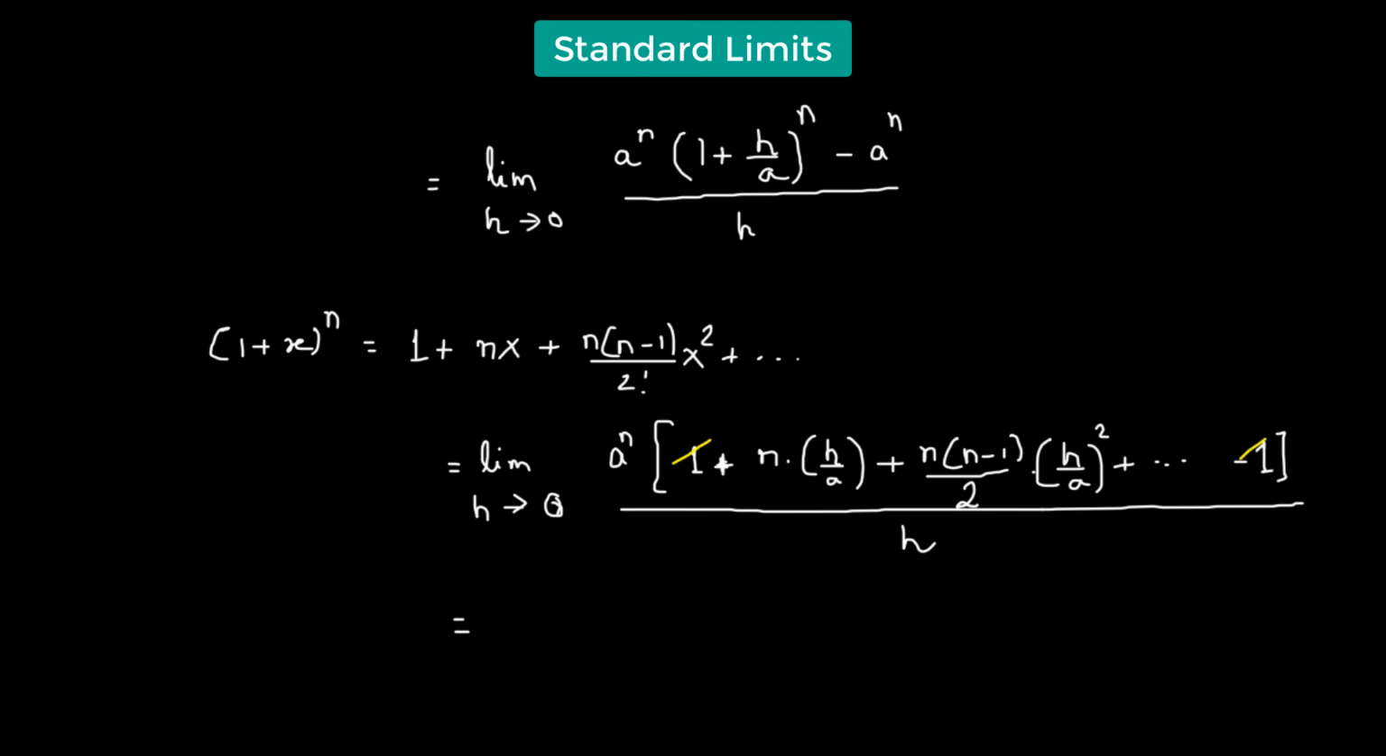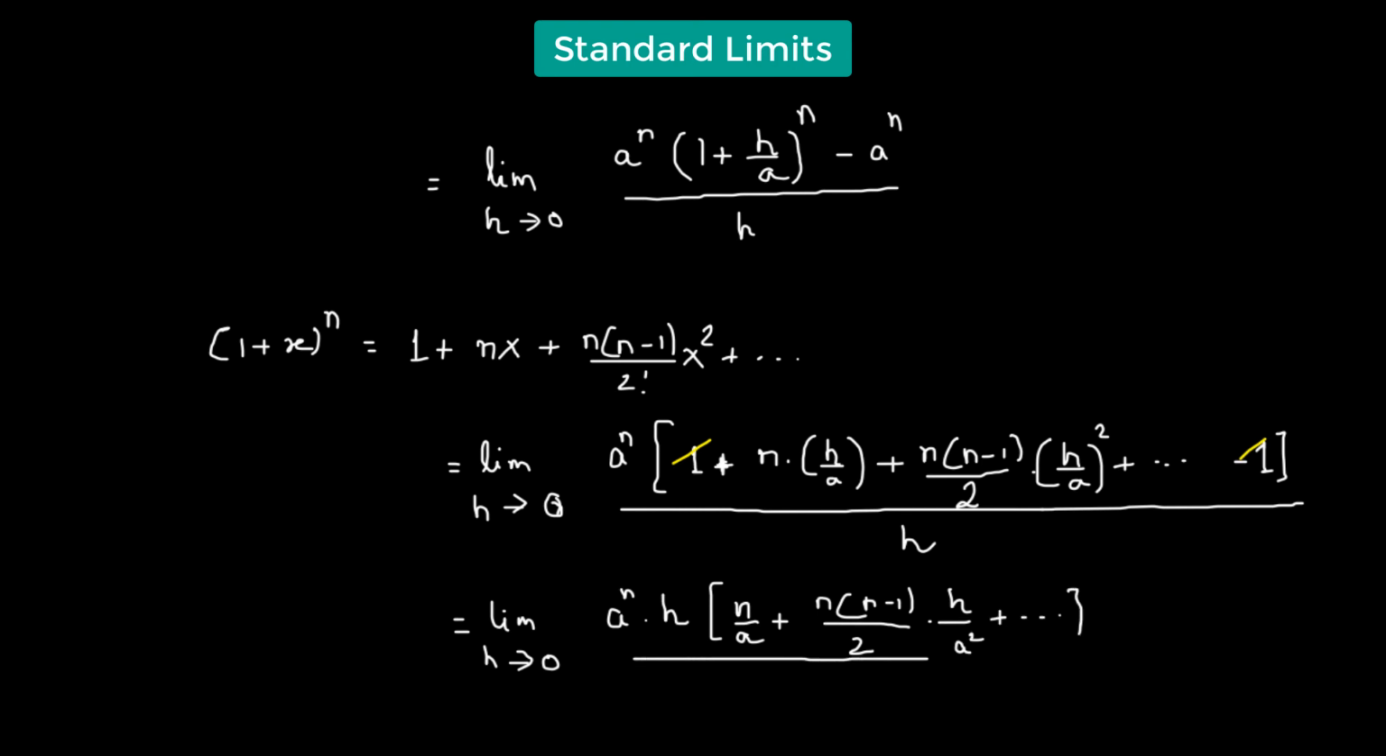Now we have limit h approaching 0. Along with a raised to the power of n as the common factor, we are also going to pull out h. So that leaves us with n over a plus n times n minus 1 over 2, so we have pulled out 1 h, so 1 h will be remaining, divided by a squared, plus the rest of the remaining terms, divided by h. So we finally cancel out the h from both the numerator and the denominator.